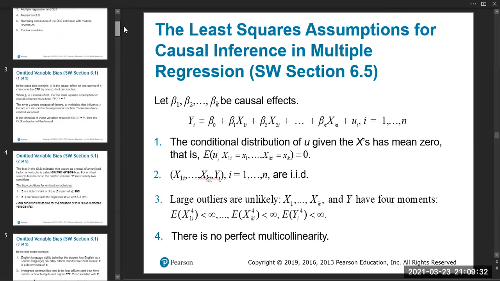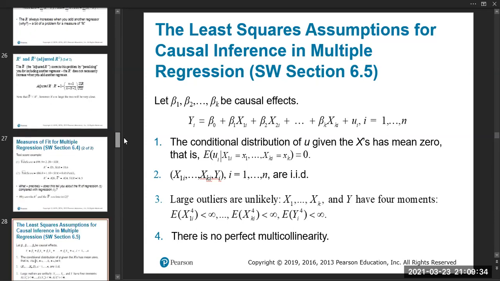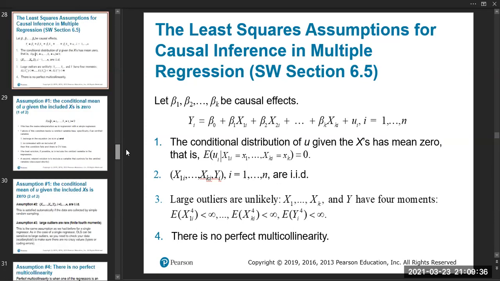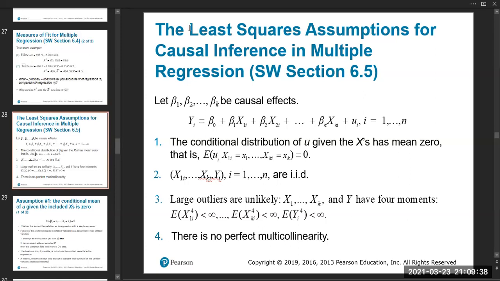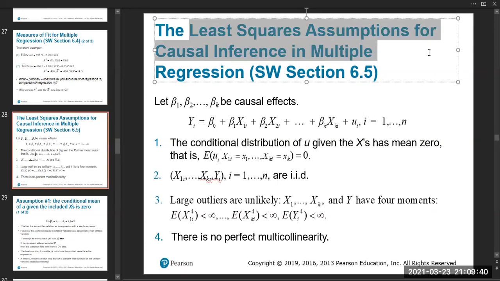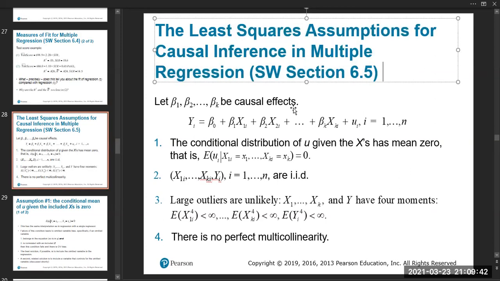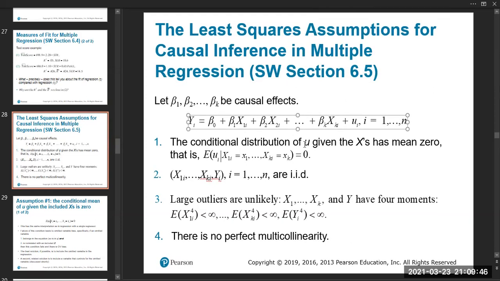Okay, so that's everything about measures of fit. Let's take a look at the assumptions. Least squares assumptions for multiple regression. So here is a multiple regression, okay? You can have k amount of x variables. You can have x1, x2, all the way to xk.